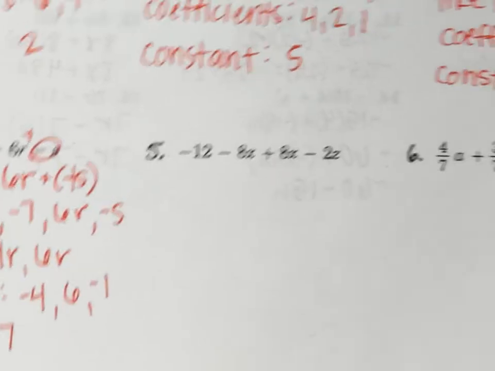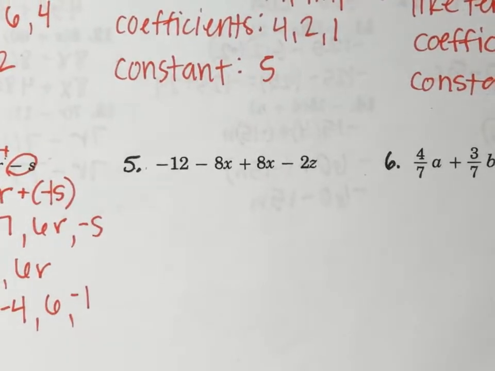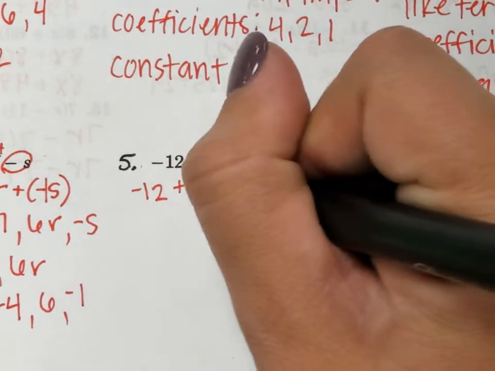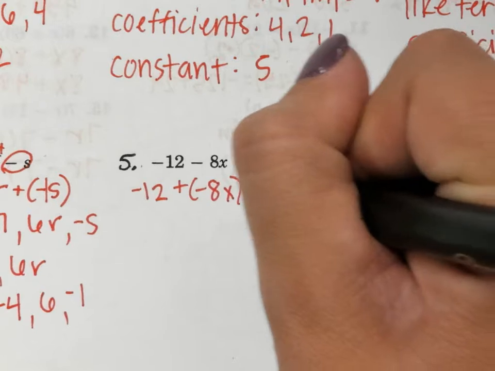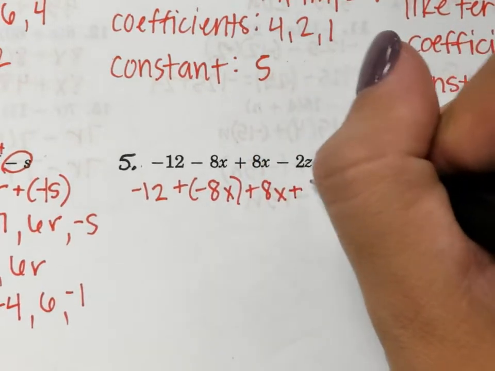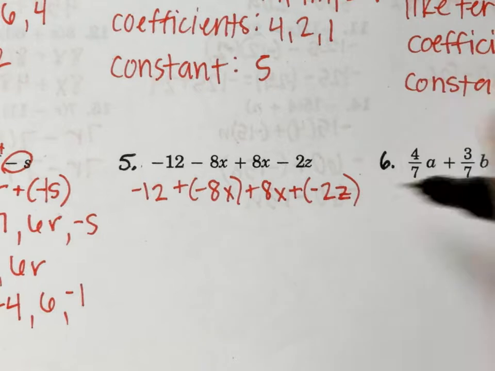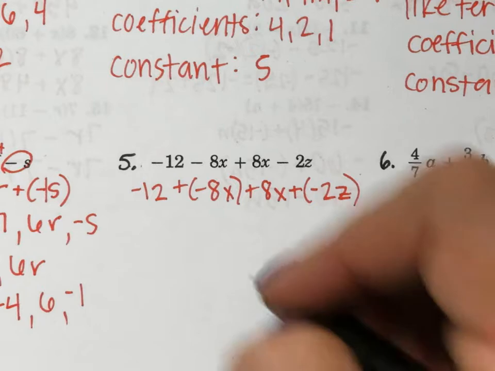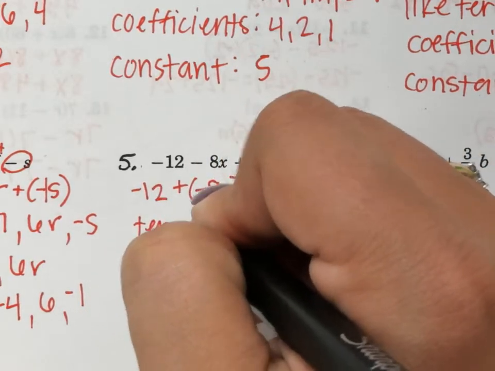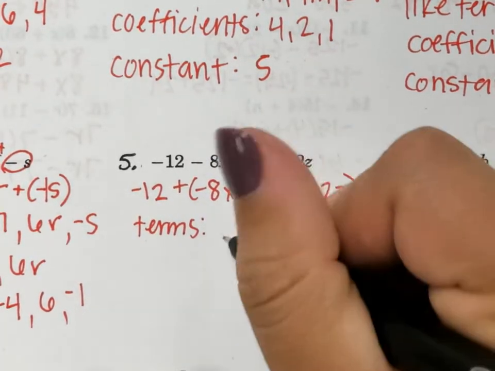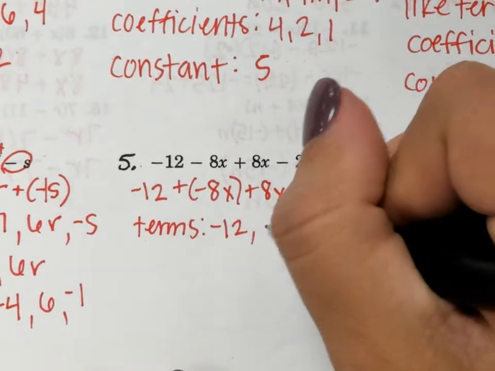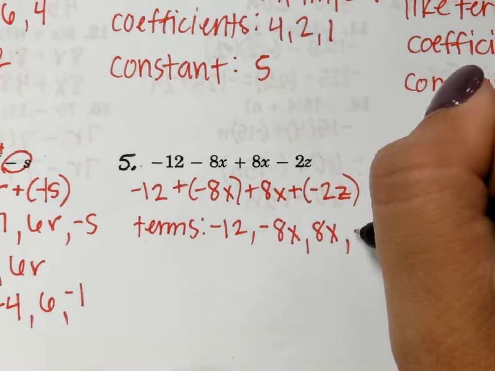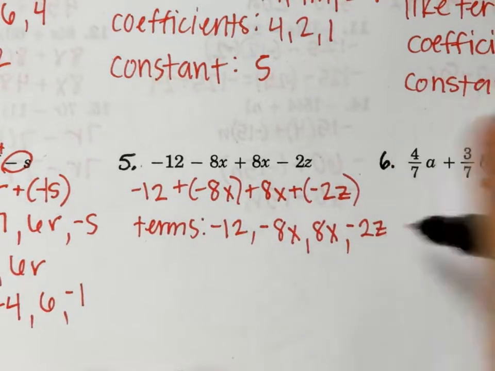All right, number 5. I've got some subtractions in there, so that means I need to go ahead and change it to an addition problem. So that gives me negative 12 plus negative 8x plus 8x plus negative 2z. So my terms are negative 12, negative 8x, good, 8x and negative 2z.